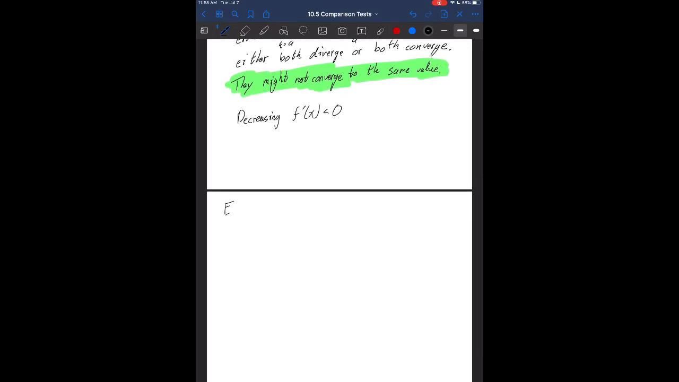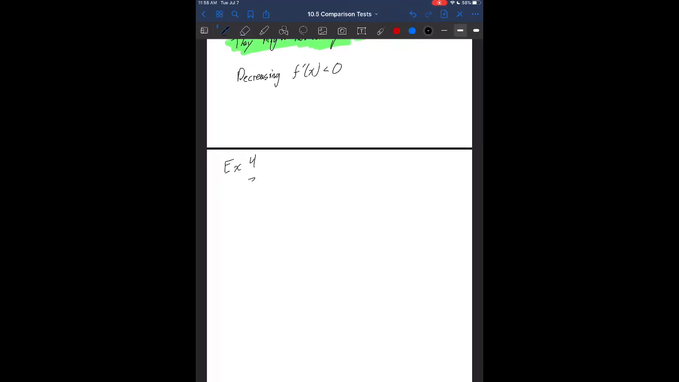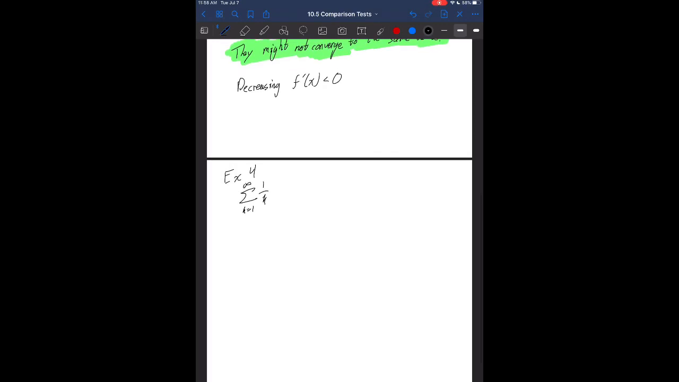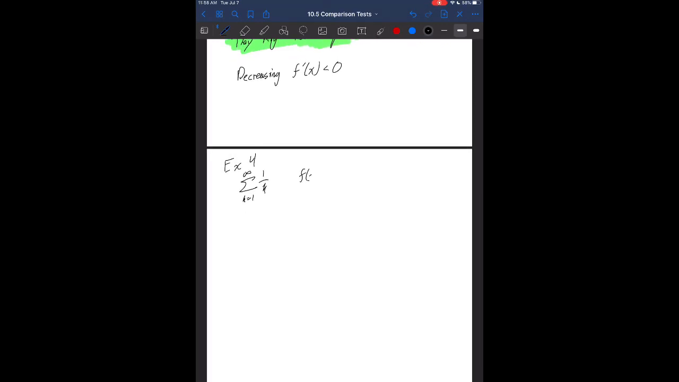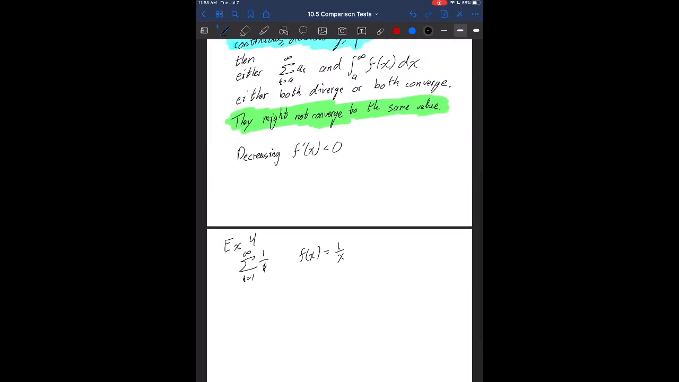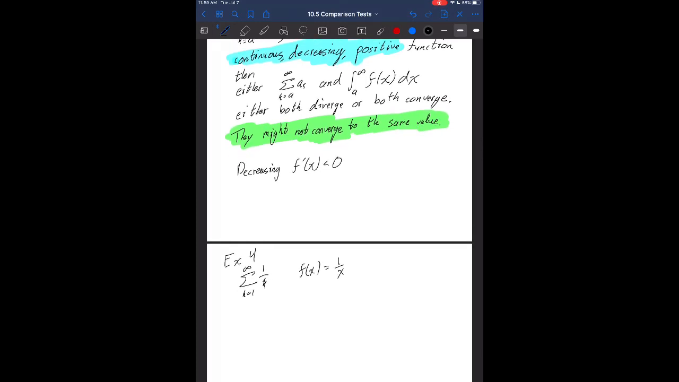Okay, so now let's go through those two examples of this series of 1 over k and the series of 1 over k squared using the integral test. So example 3, or I guess this is now example 4. And we are looking at the sum from k equals 1 to infinity of 1 over k first. Right, so in this case, what we can do is we can just set our function f of x equal to 1 over x, and then we have a couple of things to check about this function.